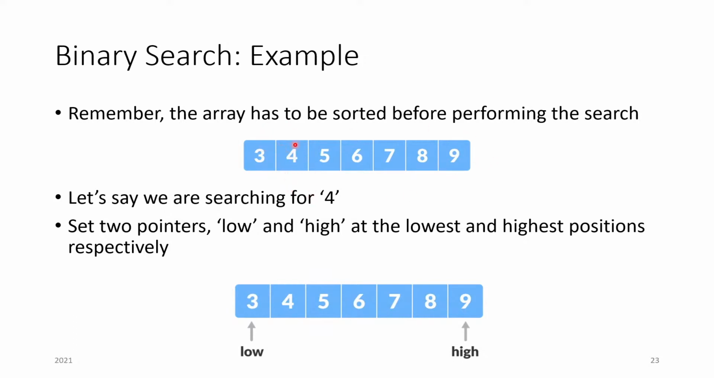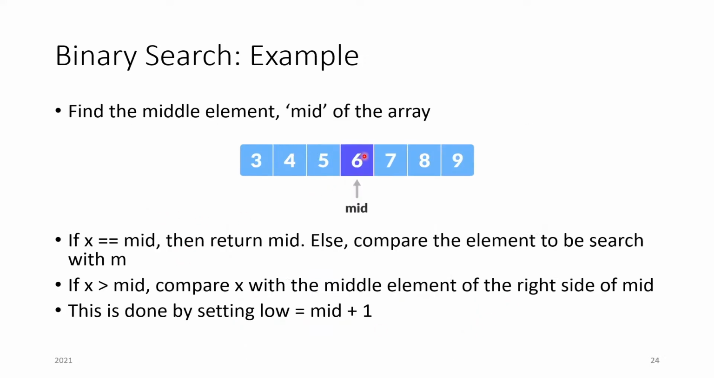Let's say we're searching for the value of 4 here. In doing binary search, you need to set 2 pointers for the lowest most value and the highest most value. We then find the middle value from the lowest and the highest by observing the positions here and the length of the array. If x is designated as the value that we are searching for, and it's equal to the middle here, we return that value and basically stop searching because we found a match.